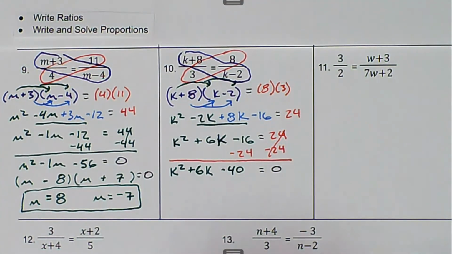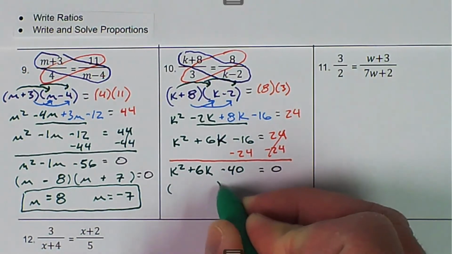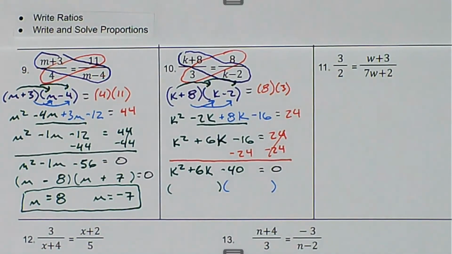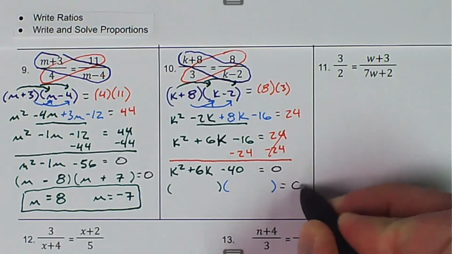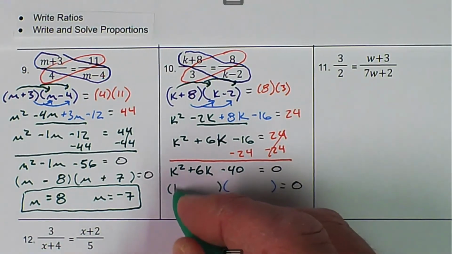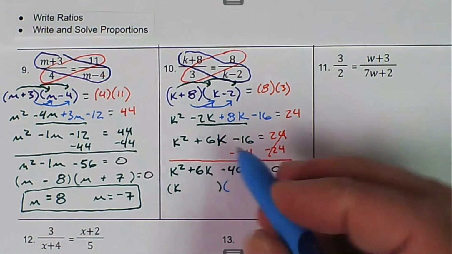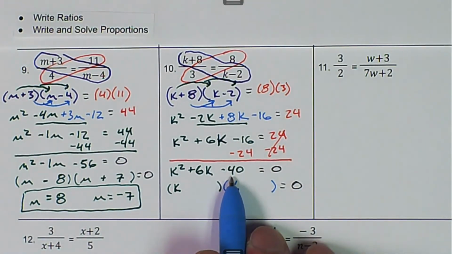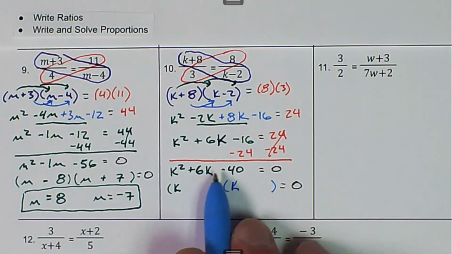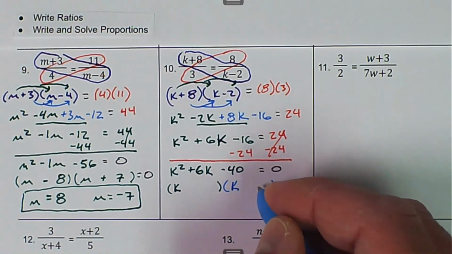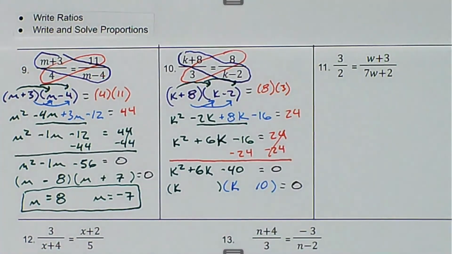So again, I'm going to put down my binomial parentheses, because we're going to factor this. And that's still going to be equal to 0. So the only thing that's going to multiply to k squared is going to be k and k. Then we need two things that multiply to 40 and add to 6, or multiply to negative 40 and add to positive 6. And that's going to be 10 and 4.